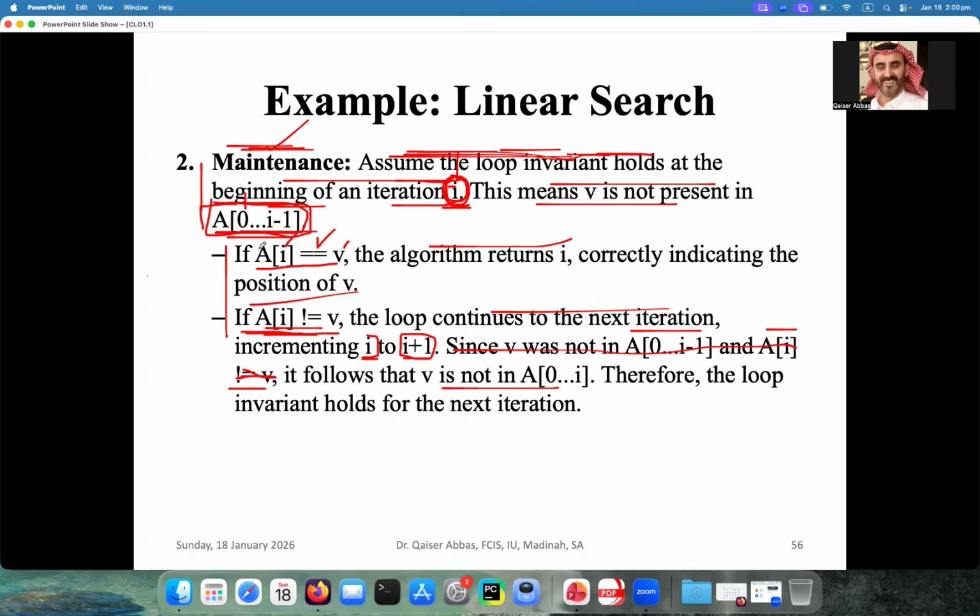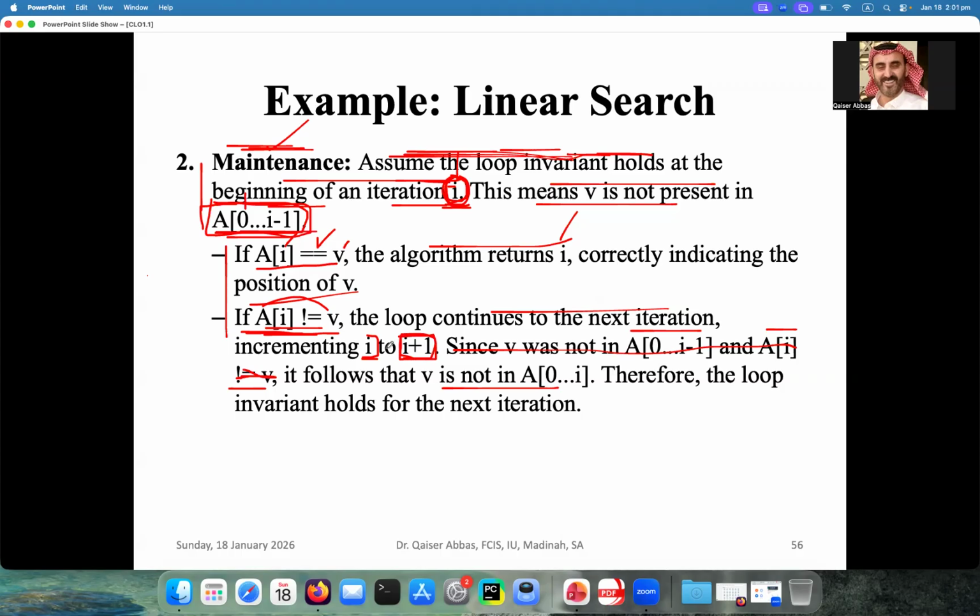For example, when A[i] equals V, we are returning i and we are saying that the element is found. If it is not, then what does it mean? A[i] is not equal to V. It means now the algorithm will go for the next iteration. If it will go for the next iteration, what would be the next iteration? That would be i plus 1.